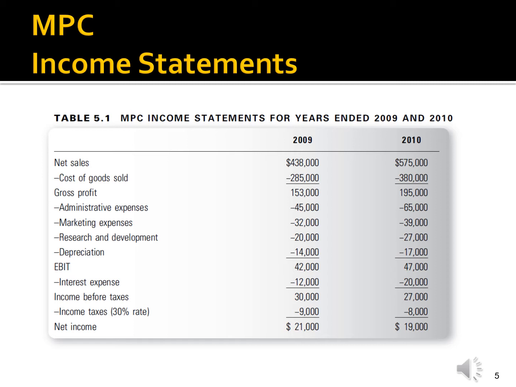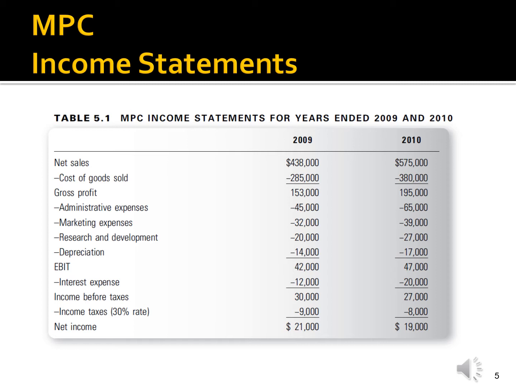So the net sales for the MPC, for example, in 2009 is 438,000, and in 2010 is 575,000. And then minus cost of goods sold, and we can get a gross profit, and minus all the expenses, and this one is earning before tax, and minus interest expense. Interest expense is interest for the financing that they receive, and this one is income before tax.